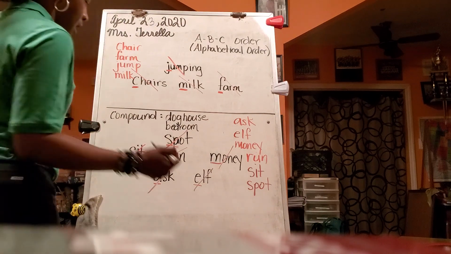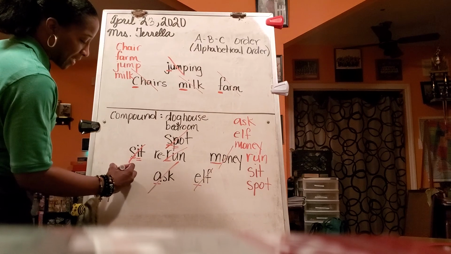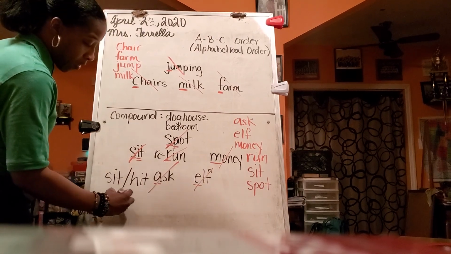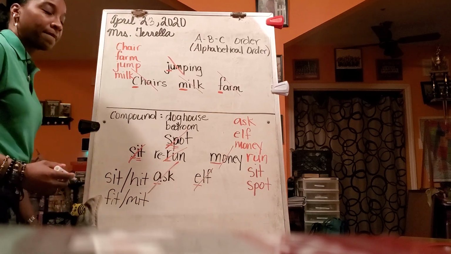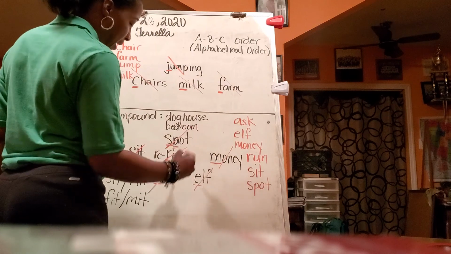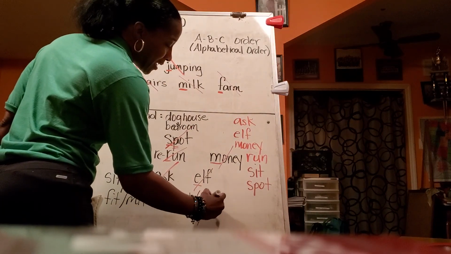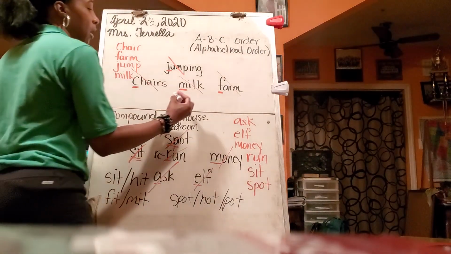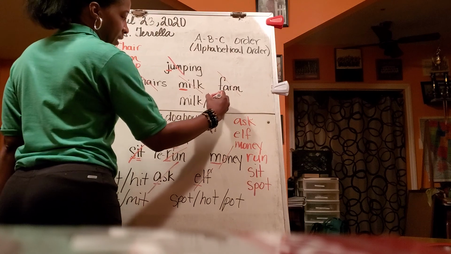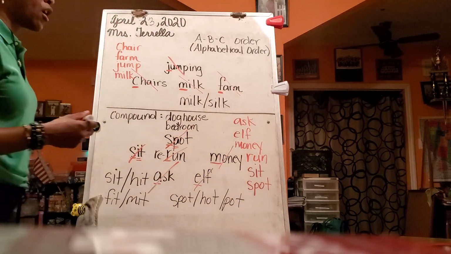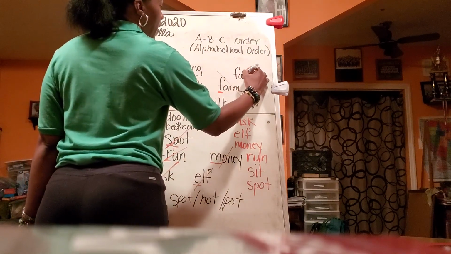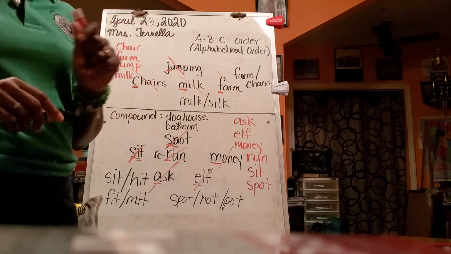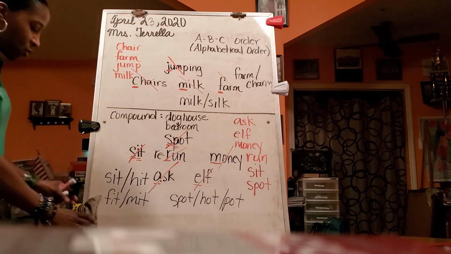Rhyming words. Let's take sit. Rhyming words are two words that sound the same. I can say sit and hit, or fit, or mitt. All right. Spot. I can say spot, or hot, or pot. Any of those words rhyme. Milk. I can say milk, I can say silk. Farm. I can say farm and charm. All of those are examples of rhyming words.